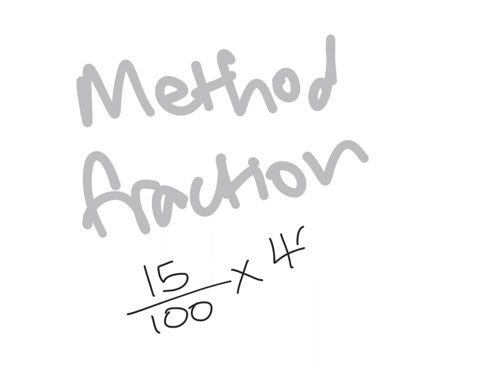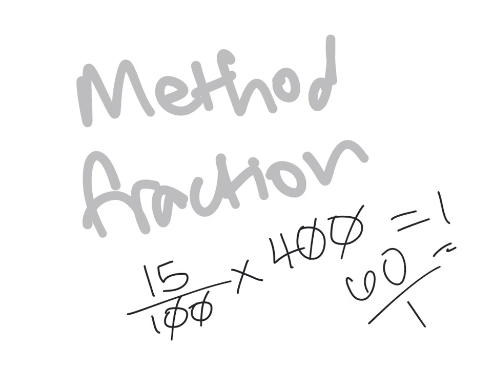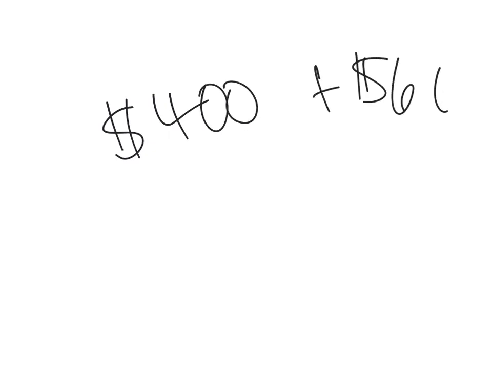So for the fraction, we are going to have to put 15 over 100 because it's 15%, and of means to multiply, so I'm going to multiply it by 400. I can take off 2 zeros, so now we have 15 times 4 over 1, which equals 60 over 1, which is the same as $60. We get the same answer. So they started out with $400 per month, add 60, now they're paying $460.